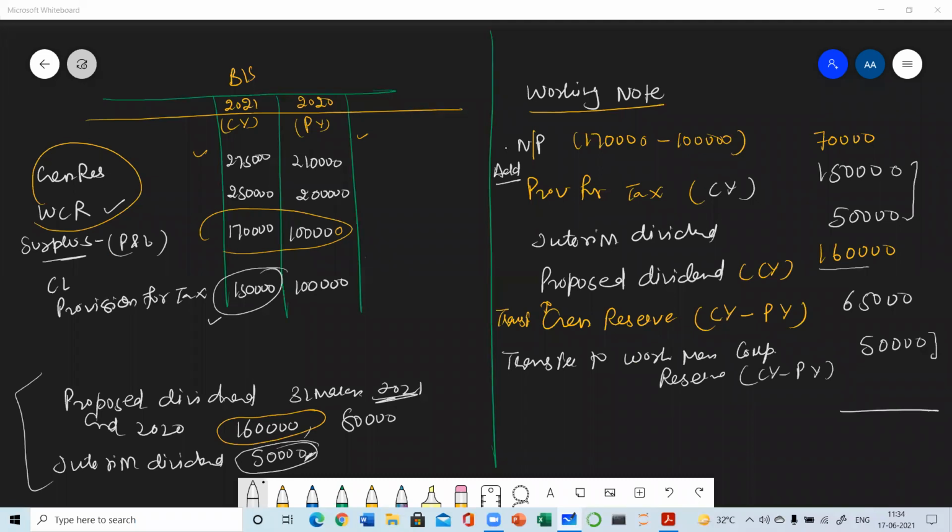I have already added surplus, Harshita. You can see, 1,70,000 was for the current year and 1 lakh for the previous year. So I have taken the difference of 170 and 1 lakh. The difference is 70,000. Is there any problem in this?